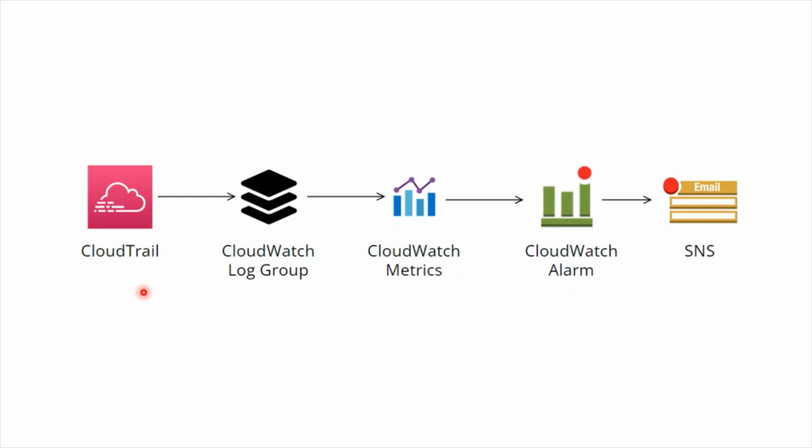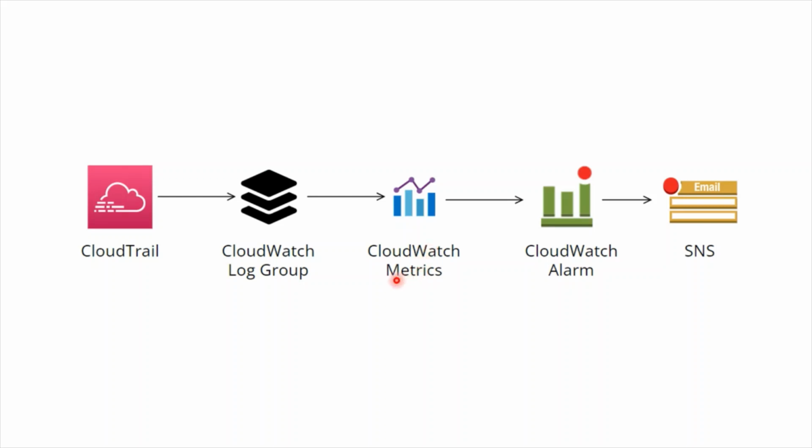This CloudTrail is the AWS resource that can track all the API calls in your AWS account. And then from that trail, we need to push the logs to a CloudWatch log group. And then from this log group, we will create the metrics to check whether someone is logging in using MFA or not.